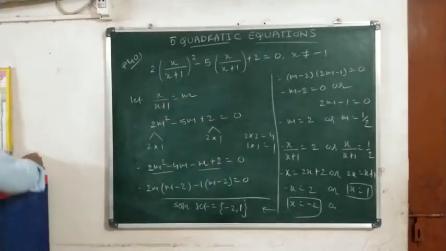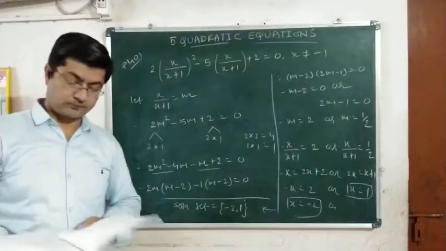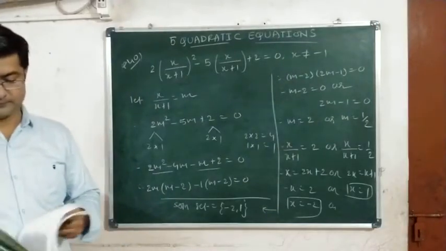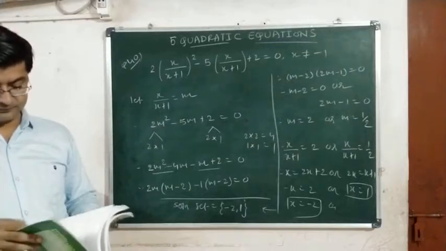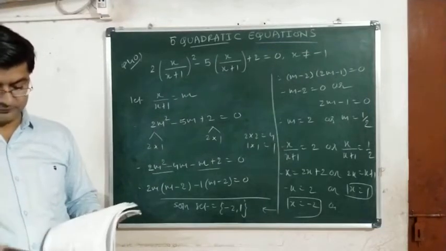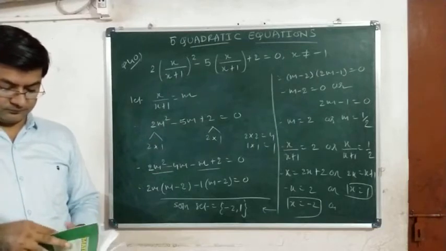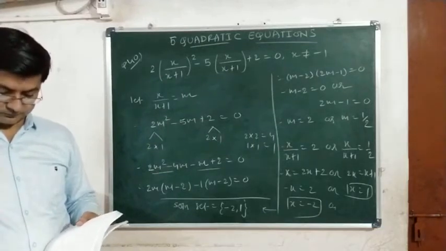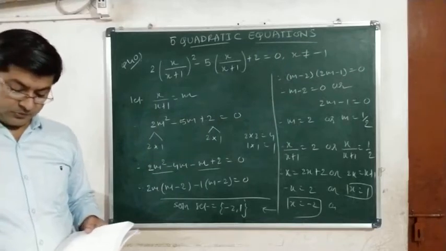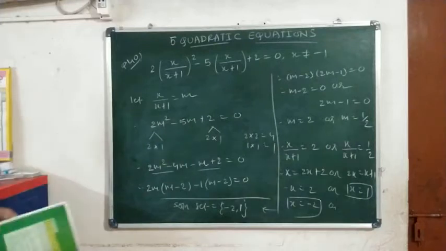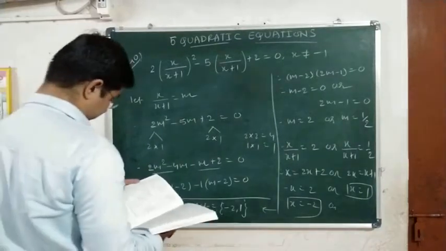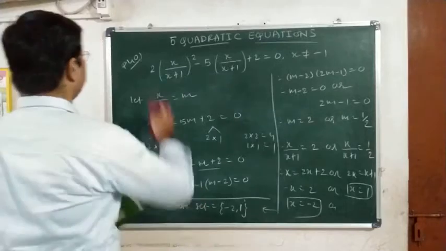Clear? Minus 2 and 1 is the solution. Okay, now let us solve the next question. Question number 41.